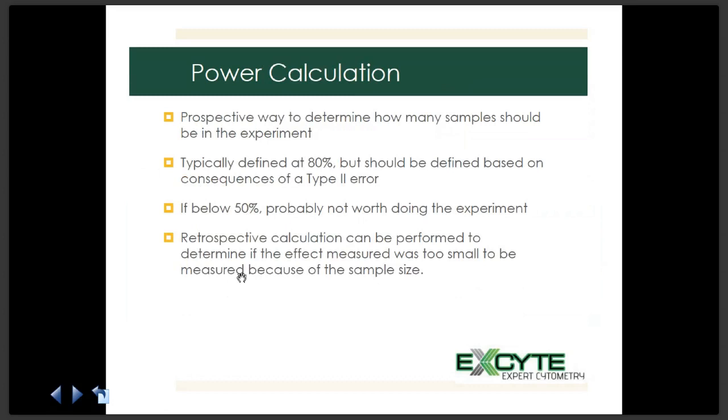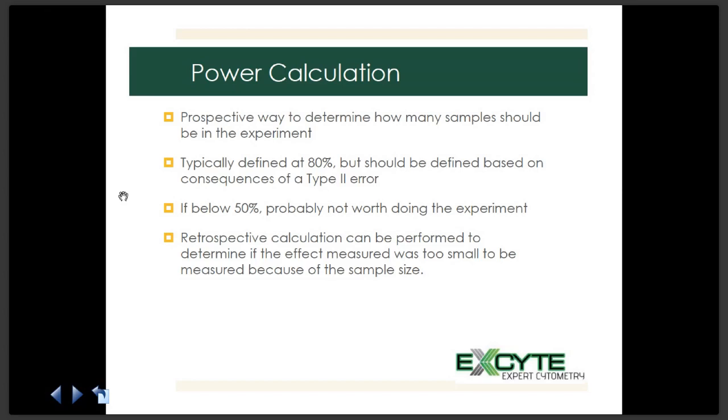Now, how do we power our experiments? We do something called the power calculation. And this is a statistical method to prospectively determine how many samples should be used in the experiment. Again, we typically will set this power at 80%, but you can set it at whatever value you want. Now, if you set it at 50% or below, it's probably not worth doing the experiment. So you really want to at least hit that, I believe, hit that 80%, if not higher.